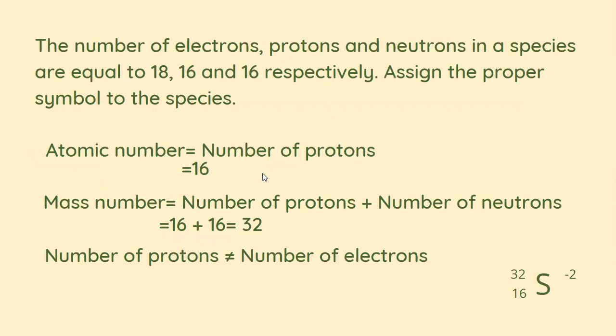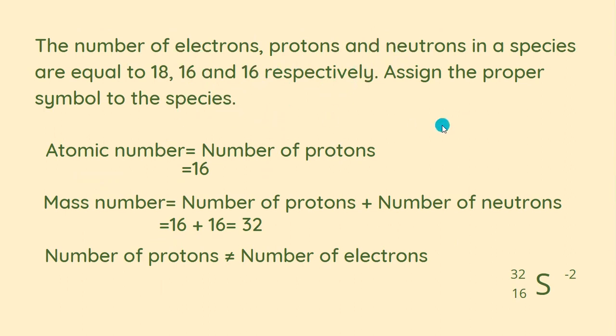So the next question: the number of electrons, protons, and neutrons in a species are equal to 18, 16, and 16 respectively. So 18 is the number of electrons, 16 is the number of protons, and 16 is the number of neutrons. Immediately, we know that the number of protons is not equal to the number of electrons, and you are right. So let's first look at the atomic number.